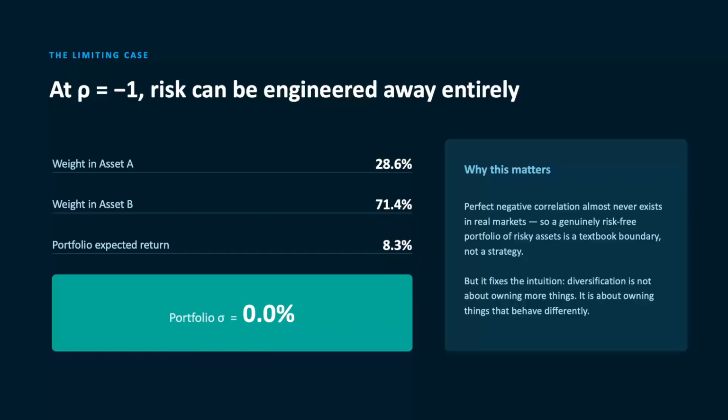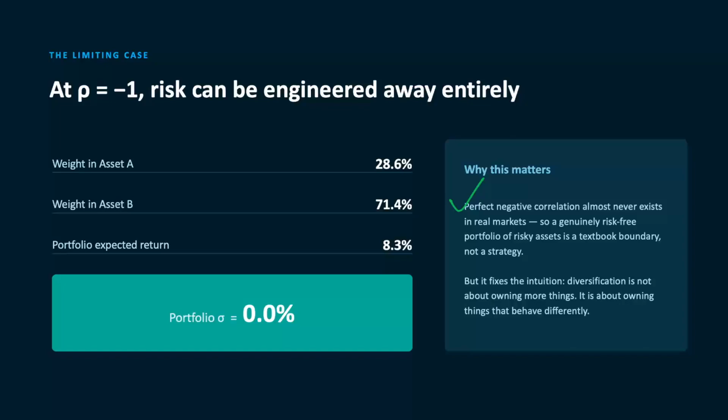Now, two honest caveats because I'm not going to oversell this. First, and you need to remember this, perfect negative correlation essentially does not exist in real markets. So if you're chasing a perfect negative correlation, it is a tough call to really identify. This is a textbook boundary, not a strategy, and you shouldn't leave this session hunting for -1 pairs. It is more of a theoretical understanding.